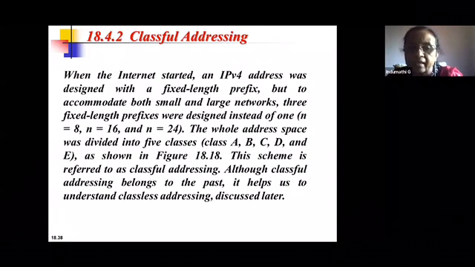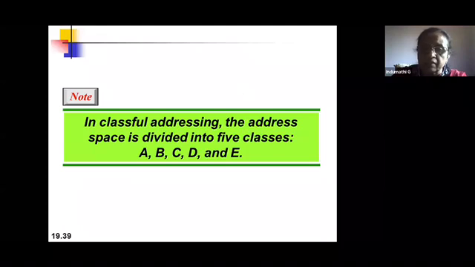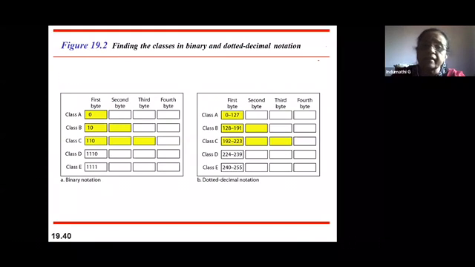That means the value n can be equal to 8, or 16, or 24. We call it classful addressing because the whole address space is divided into 5 classes: class A, B, C, D, and E. How do you identify them as belonging to class A, B, C, D, or E? You can identify them using either binary notation or dotted decimal notation.